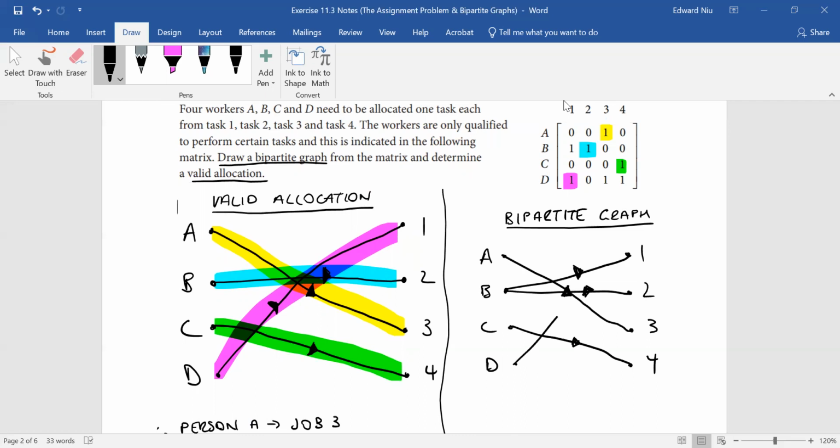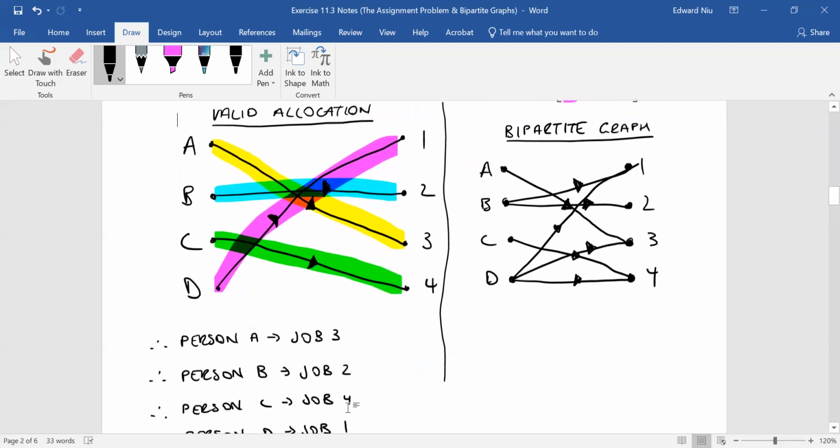So 1, 3, and 4. You can see why the VCAA will be reluctant to make you draw stuff, because it can come out pretty messy like what I've done here. So that's why they'll usually give you the bipartite graph and make you figure out the allocation, like so. That's usually what they'll ask.